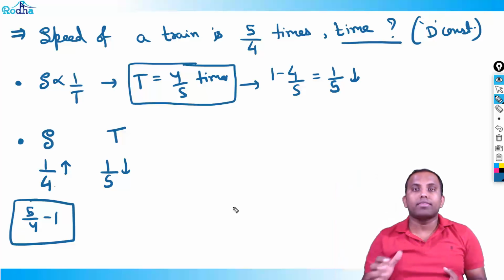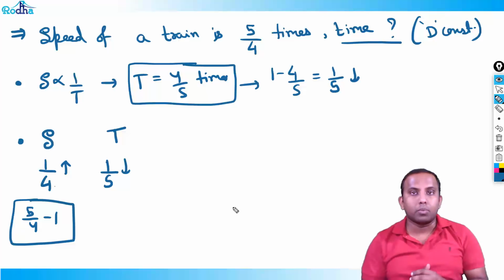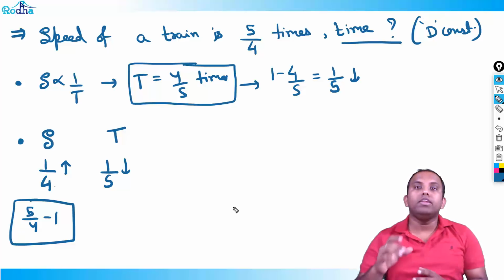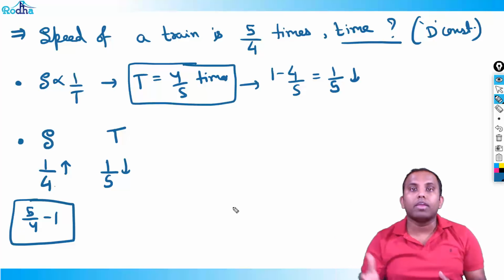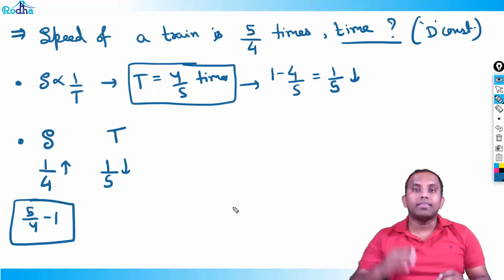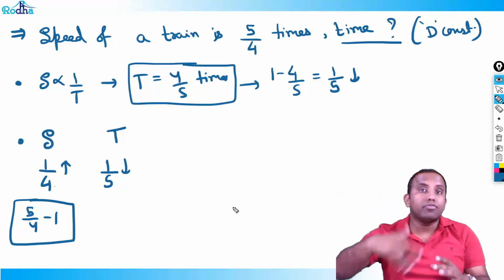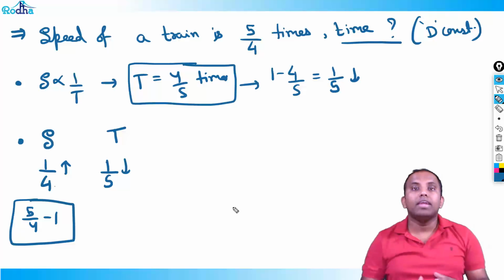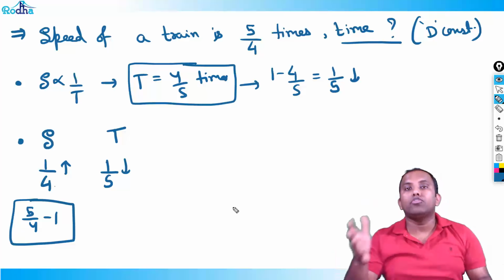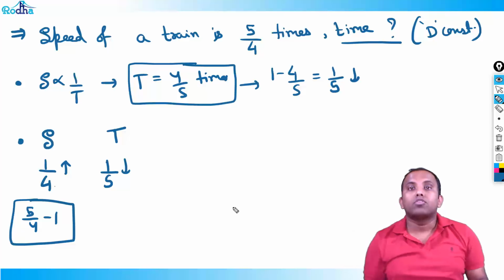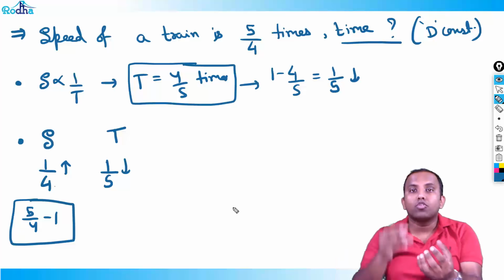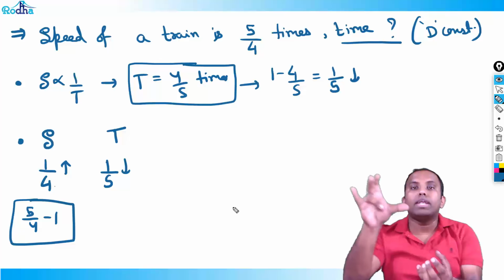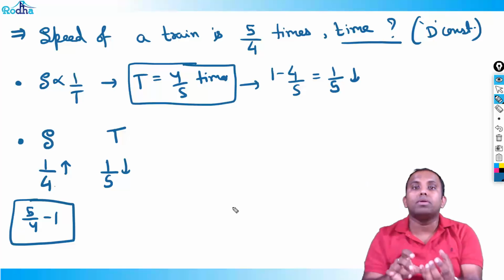For example, if your wallet contains 100 rupees, and I say that the amount in your wallet has become 5 by 4 times. So 100 into 5 by 4, if you calculate, it's 500 by 4, 125 rupees. So 100 rupees has become 125 rupees. That is 5 by 4 times. What is the actual increase? 100 to 125, an increase of 25 on 100. How much? 1 by 4.